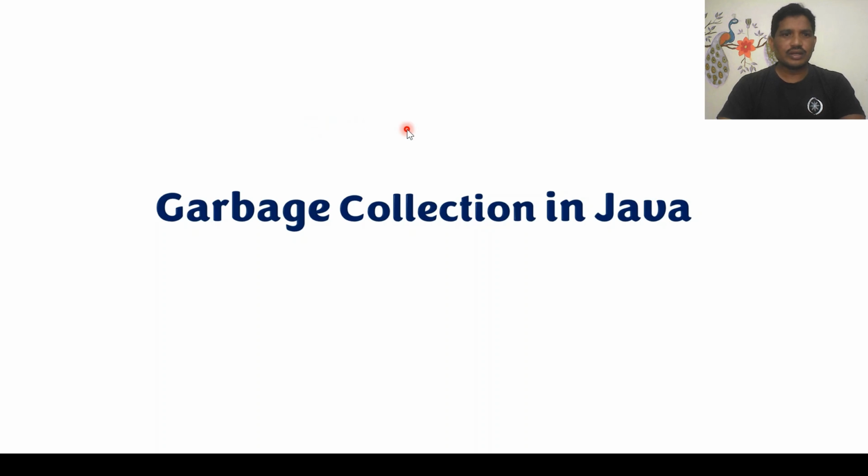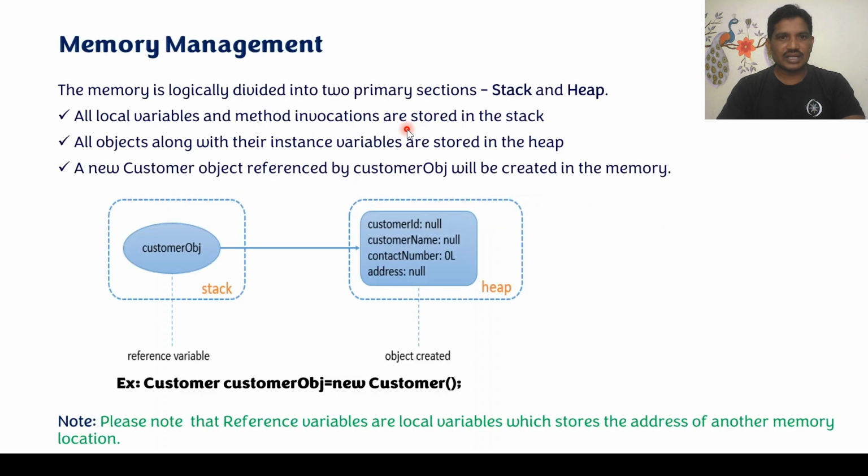Hi everyone, I will talk about garbage collection in Java. What is garbage? Garbage means scrap. What is scrap in Java? Those objects that do not have any reference are called garbage. We will see when an object is eligible for garbage collection.